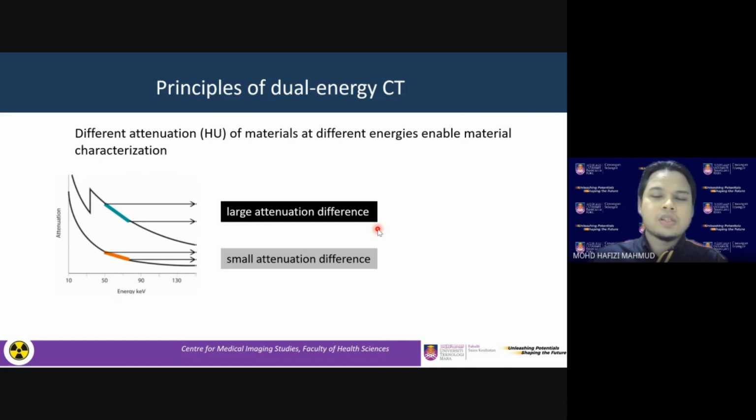And another is some principles of dual energy CT. For example, we have a large attenuation difference here. The steeper the graph is, the larger the attenuation. For example, this one is bone. This one is, for example, tissue, parenchymal tissue. They have a small attenuation difference.